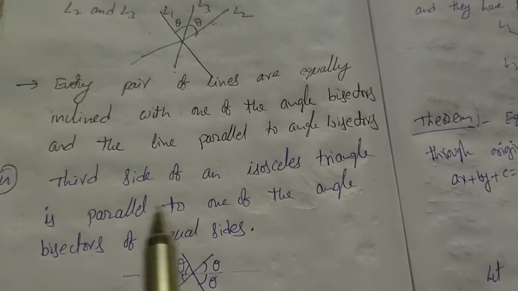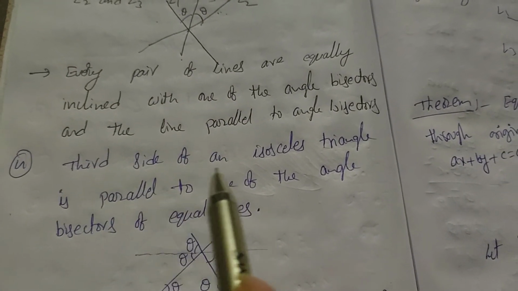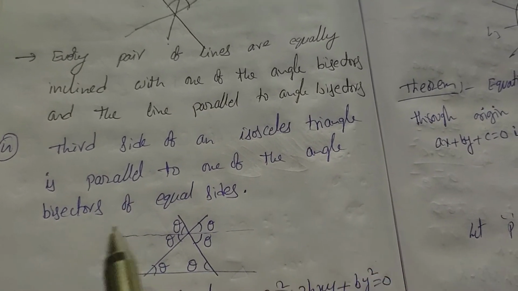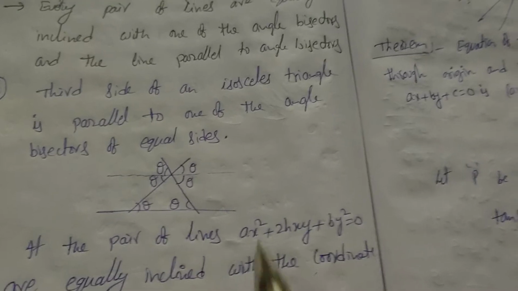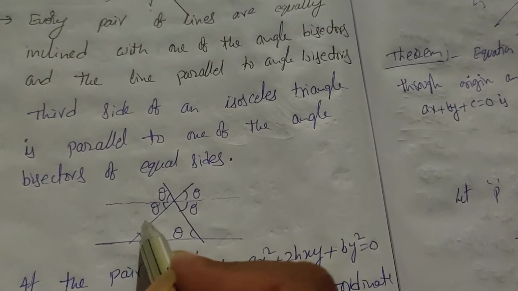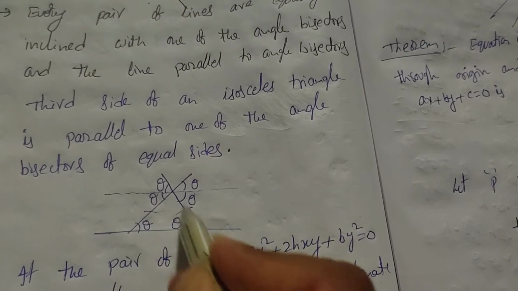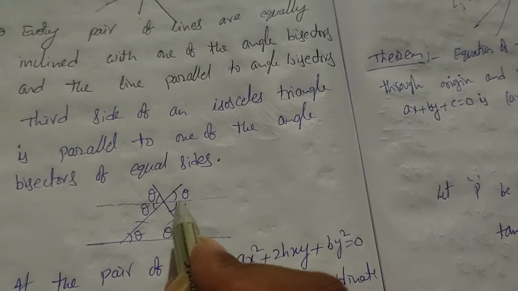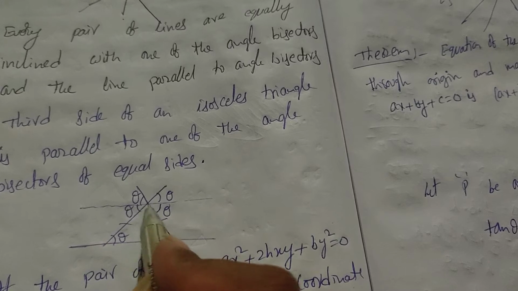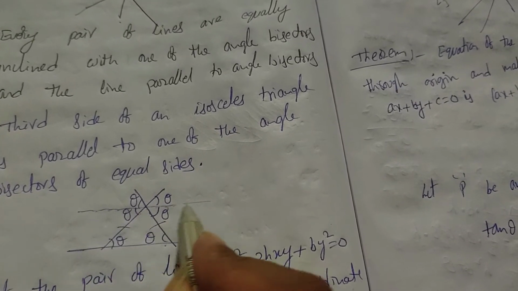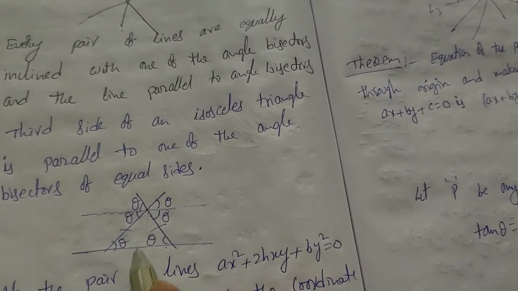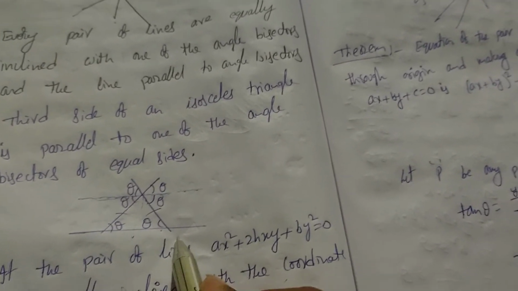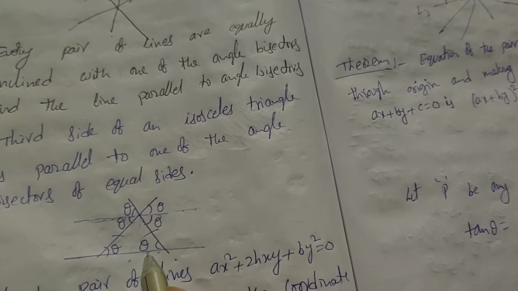Okay. Next, fourth point. The third side of an isosceles triangle is parallel to one of the angular bisectors of the equal sides. For suppose, let us consider these two are equal sides of this triangle, so it is an isosceles triangle. If you draw the angular bisectors of these equal sides, this may be one of the angular bisectors and one may be like this. So this becomes parallel to the third side. How can you get it? It is theta, it is theta.